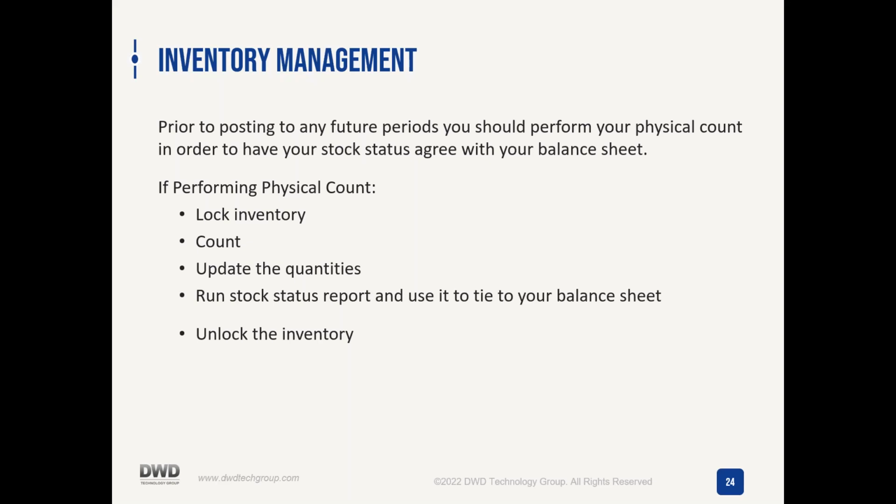So you might consider a staging area for things that are coming, and hold off on shipping until you can finish your physical count entry. And then, of course, the key to that is get that inventory unlocked when you're done so that the rest of those transactions can be processed. The stock status report is kind of the golden standard for what you would then use to tie back to your balance sheet.